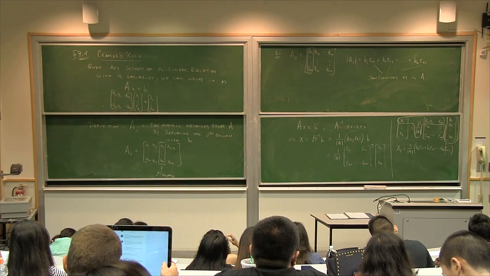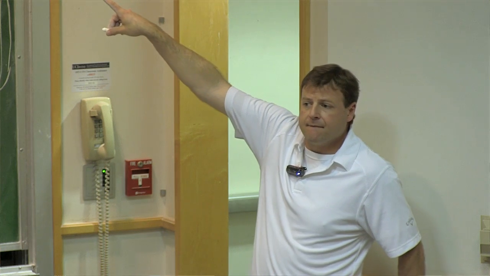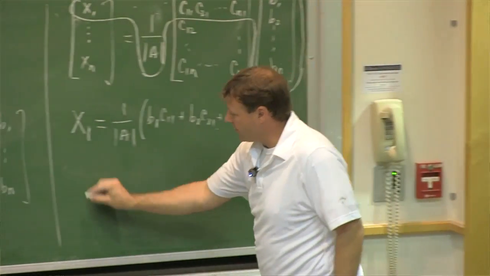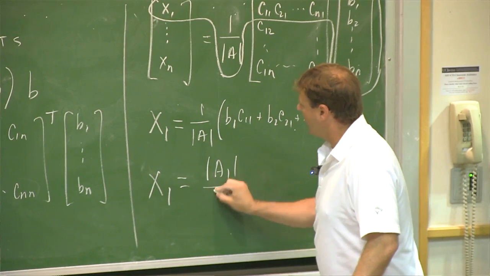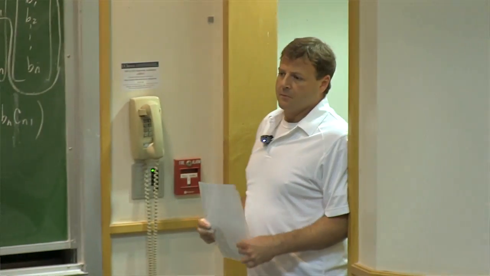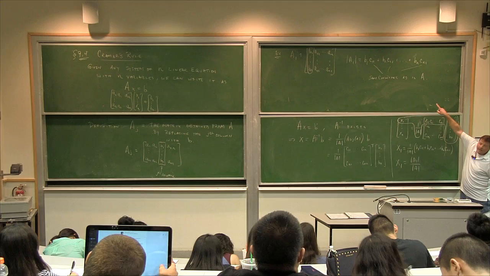You see that anywhere else on the board? How about up there? Isn't that the determinant of that special matrix A1? So I could rewrite this another way, right? I could say x1 is equal to the determinant of A1 over the determinant of A. You see, this thing right here is the same as that up there.